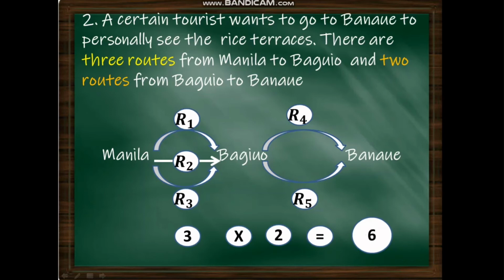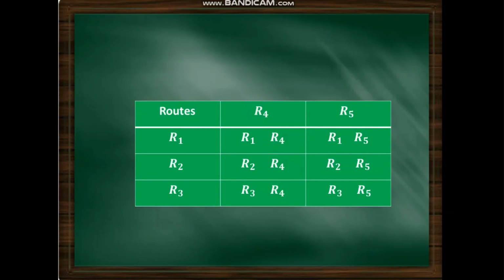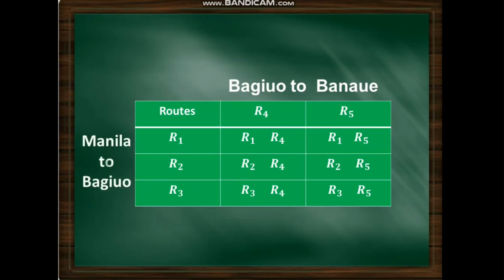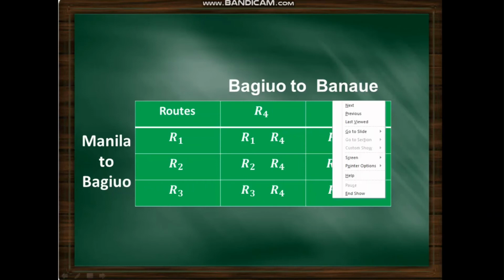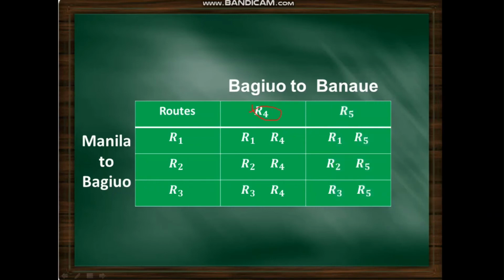Let's have example number 3. This is another way on how we write the possible routes. So dito sa taas, sa bandang kaliwa, we have Manila to Baguio and Baguio to Banawe. So meron tayong routes 1, 2, 3. Sa taas naman, meron po tayong 4 and 5. So ito po yun, we have Baguio to Banawe po tayo. Dito naman po yung tatlo na to is from Manila to Baguio. If we multiply this, we have an answer of 1, 2, 3, 4, 5, 6.